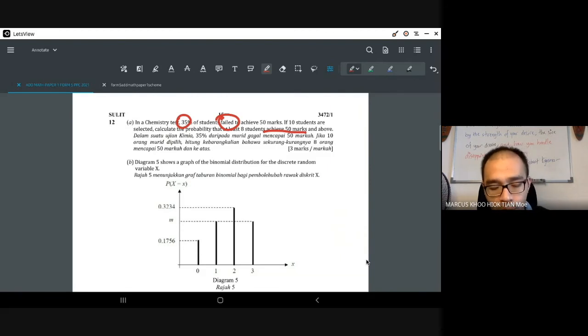Okay, but we know that we want at least 8. Okay, at least 8 means if there are 10 altogether, we want to find the probability of 8 plus the probability of 9 plus the probability of 10. Okay, that's what we want to find now.